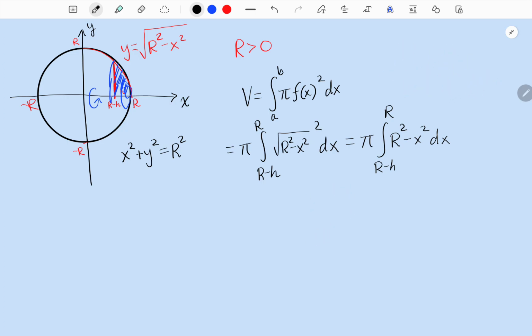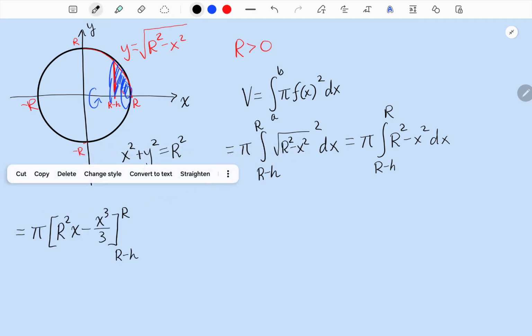So if you integrate this, you get pi times, and integrating r squared as a constant, r squared x minus x cubed over 3, integrated from r minus h to r.